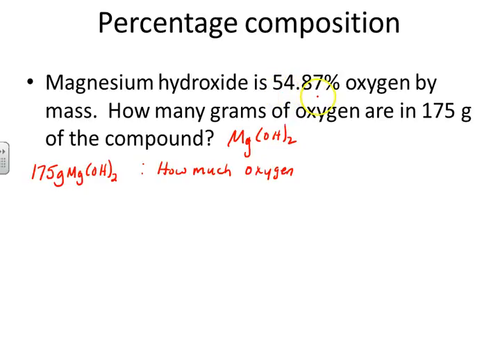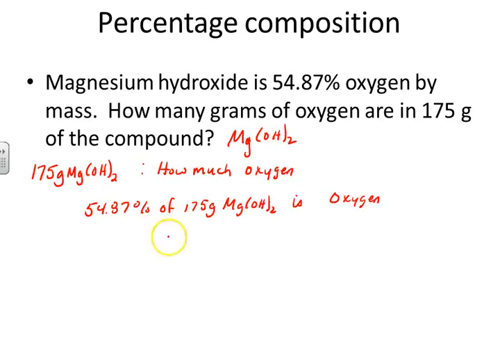Okay, well, we know it's 54.87% oxygen, so we can say 54.87% of 175 grams of Mg(OH)2 is oxygen. So all we need to do is take 54.87% of 175. So to take 54.87%, theoretically what we would do is we would say that there are 54.87 grams of oxygen for every 100 grams of Mg(OH)2.